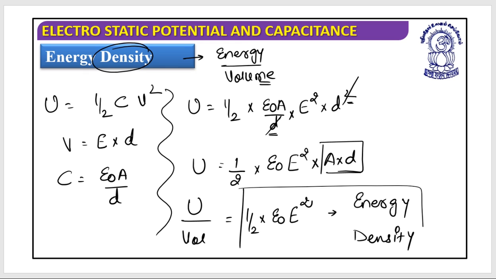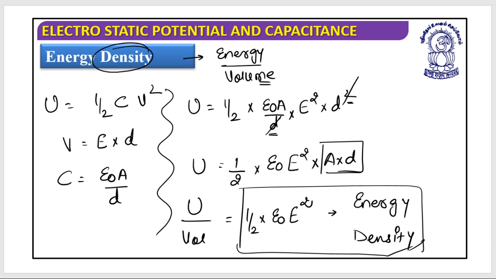It's half into epsilon naught into E square. This is the energy density. Yes, energy density of a capacitor is 1 by 2 into epsilon naught into E square. Yes, this is the energy density. I hope these things are clear.